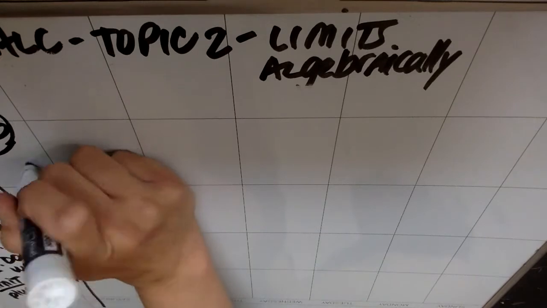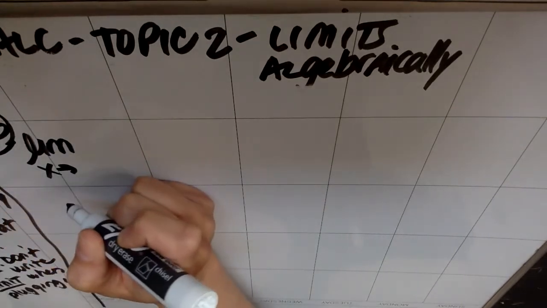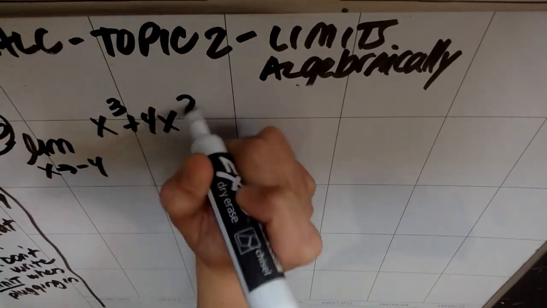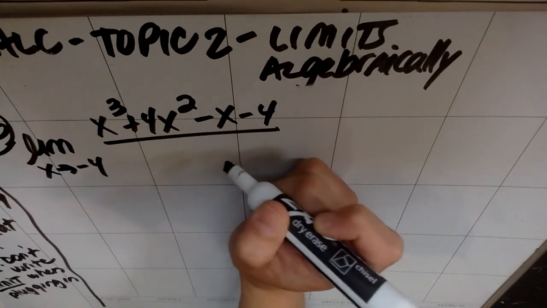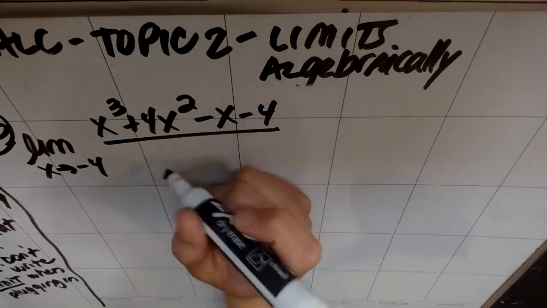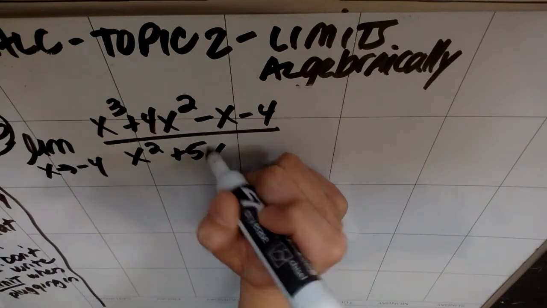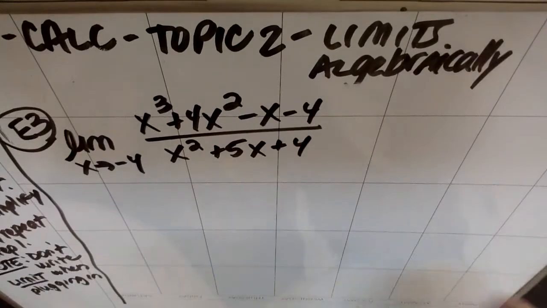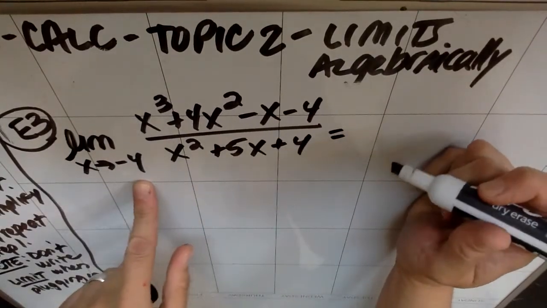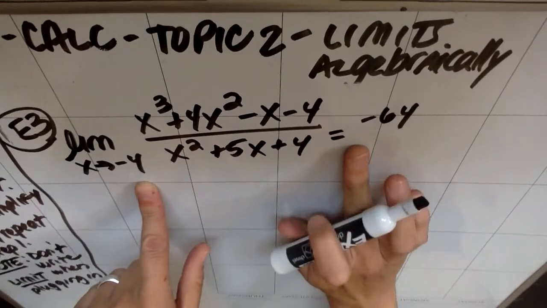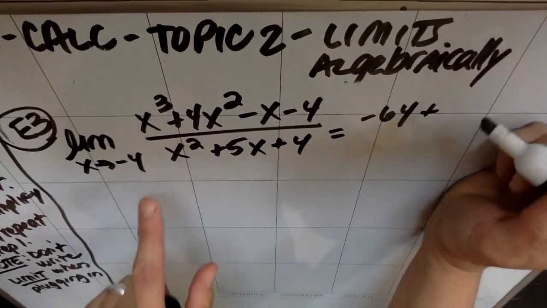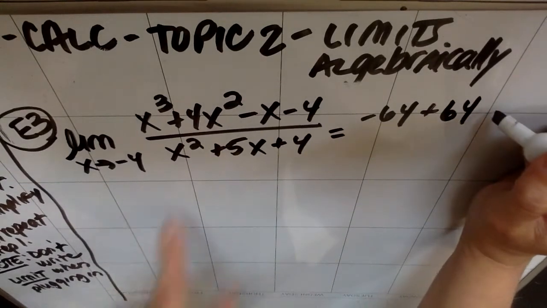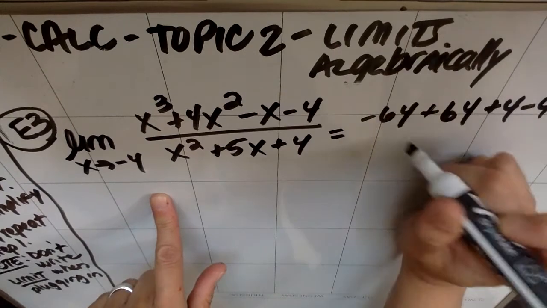I have the limit as x approaches -4 of x cubed plus 4x squared minus x minus 4 over an x squared plus a 5x plus a 4. Okay, so the first thing I'm going to do is try plugging in, and we're going to see what happens. So if I plug in, -4 cubed is a -64. Notice I didn't write limit because I'm plugging in. Plus, this will be a 4 times a 16, like a positive 16, which is going to be a positive 64. Minus a -4 would be +4, and -4 would still be a -4.